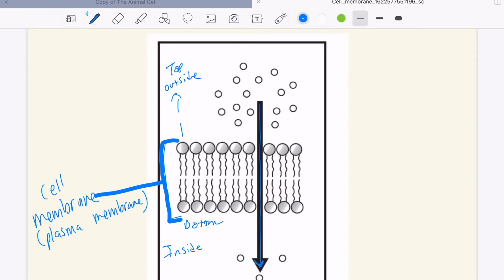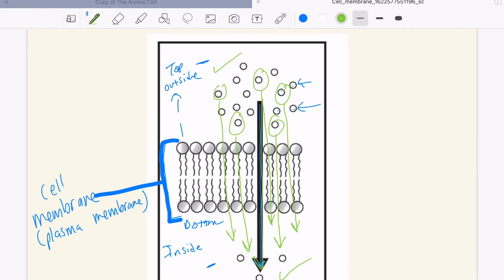So according to this arrow, these molecules that you see here, this could be water, this could be oxygen, okay? These molecules are going from the outside to the inside. From the outside to the inside. Again, how do you know they're moving that way? Because the arrow is pointing this way. So this is going to go here. This is going to go here. Because that is what the arrow is telling us in terms of movement.